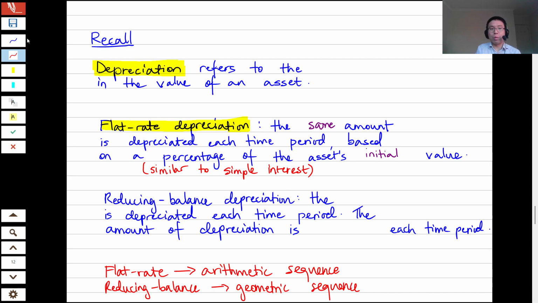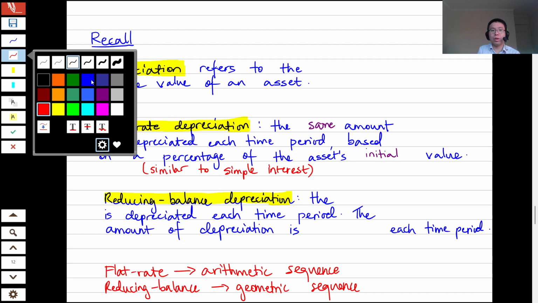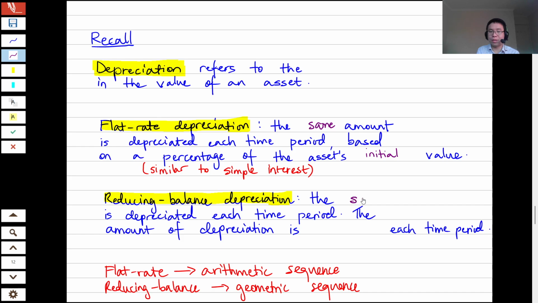Okay, so what's the difference between flat rate depreciation and reducing balance depreciation, which we're introducing today? So with reducing balance depreciation, what's happening is we are depreciating by the same percentage. Which means the amount of depreciation is recalculated each time period. And as you're listening to this, you should hear echoes of compound interest, where the interest payments were recalculated each time period.